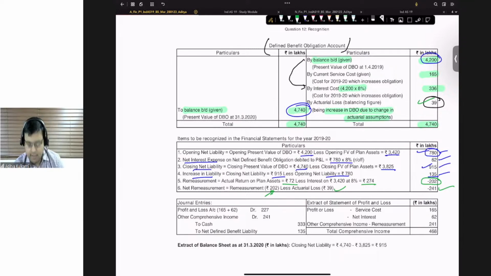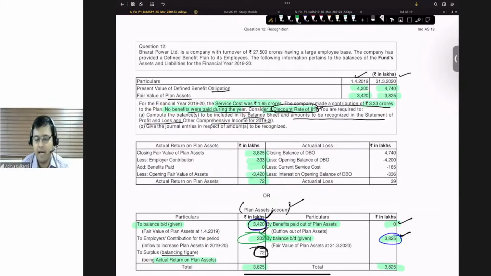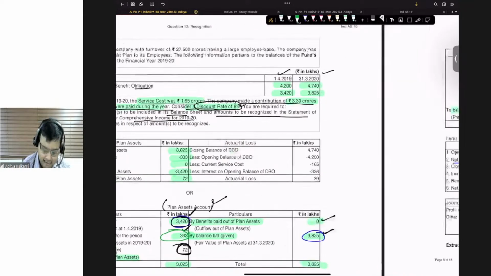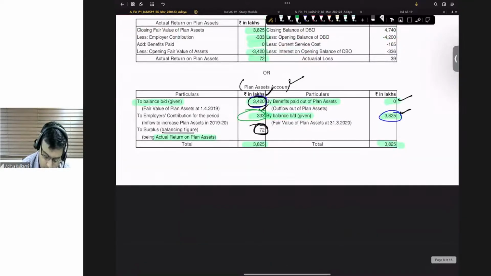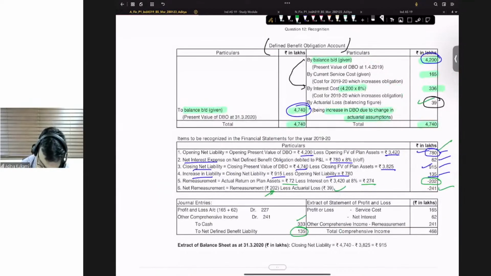So now what is the journal entry that you will pass? Simple hai, no problem, very easy to understand. Okay. First one is you are paying cash. So 333 to cash. This is which cash, sir? This is ye wala cash, 333, which is increasing the asset. You are increasing the liability, of course. Opening liability was 780. Closing liability is 915. So increase in liability is 135.